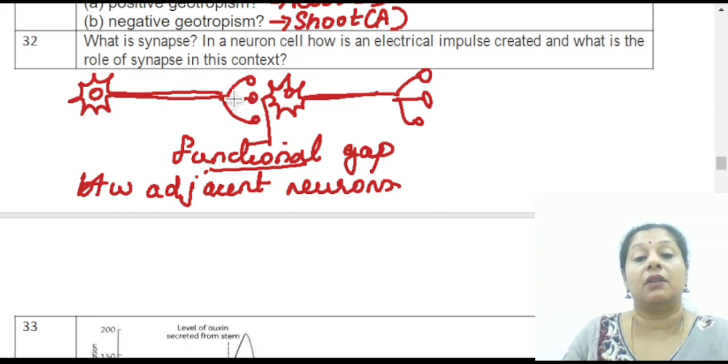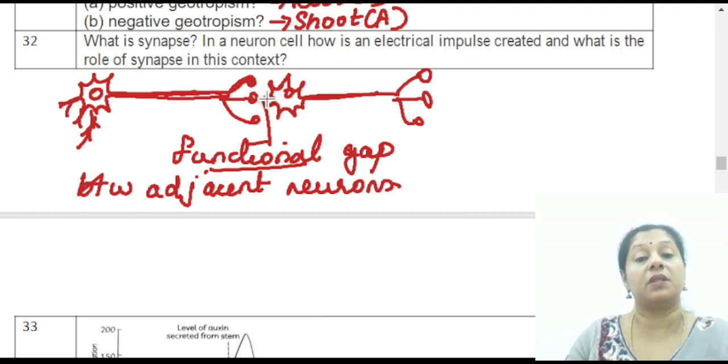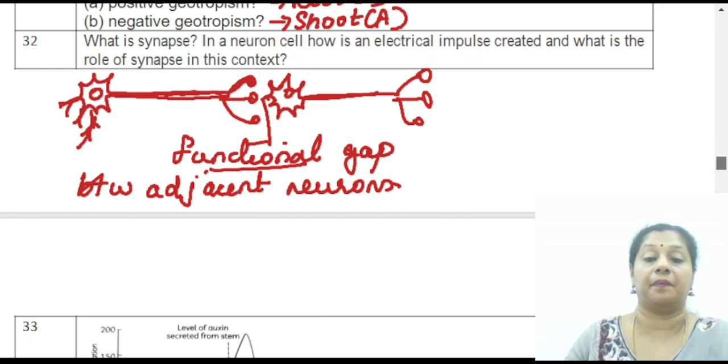Once the receptors, or dendrites acting as receptors, receive a stimulus, it will be converted into an electrical impulse, and it will pass through the axon as an electrical impulse. On reaching the end of the axon, it will be converted into a chemical so that it can cross the synapse and reach the next neuron, or postsynaptic neuron.